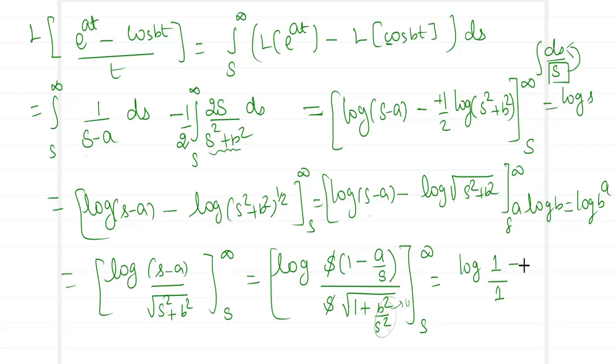Minus, what about my lower limit? The lower limit becomes log of s takes the value s. So it is just 1 minus a by s divided by root over 1 plus b square by s square. What do we know about log 1? Log 1 is going to be equal to 0. So this moves towards 0. And this will be the content which remains for us.